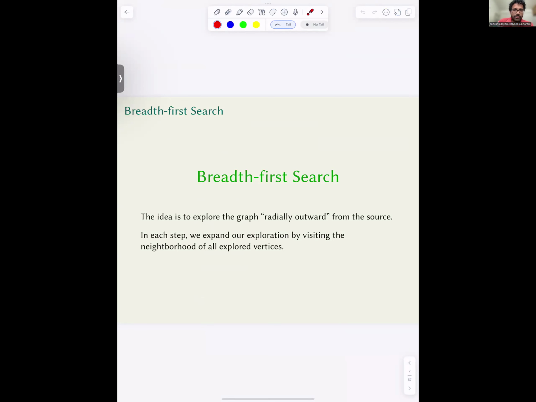Okay. So the next topic is breadth first search. The objective is something similar. It's a traversal algorithm on graphs. It's again another fundamental graph algorithm, but there is a significant difference in the way that we do breadth first search versus depth first search.